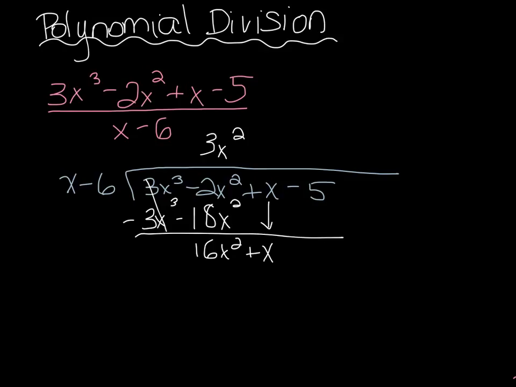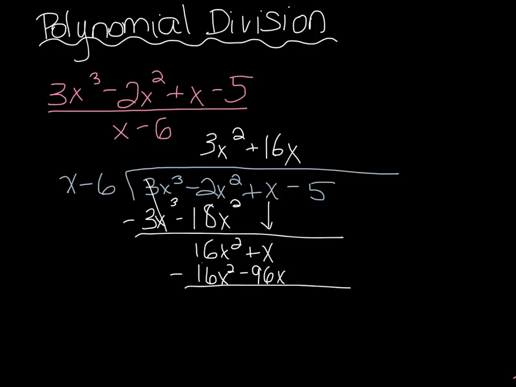Now we're looking how many times does x, basically again x, go into the first term here. And that's going to be 16x times. So a positive 16x times. Now when we multiply, that's going to give us a 16x squared. And then 16 times that negative 6 is going to give us a negative 96x.